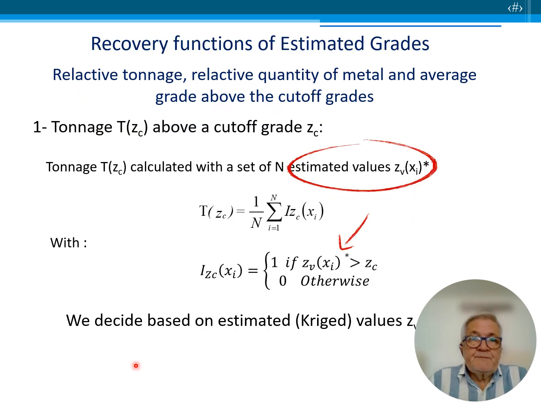For example, let us see the effect on the transfer function. Now, tonnage recovery functions with a cutoff grade Zc. Now, the tonnage is calculated with the set of estimated values. We have learned in the previous lesson the definition of tonnage on real values, the real tonnage. But here we calculate the recovery function based on estimates. So it's the same expression, the average of the indicator function, but the indicator function takes the value 1 if the estimated block value is greater than Zc, otherwise it's 0. So we decide if a given block is waste or ore based on the estimated value Z*. Okay.